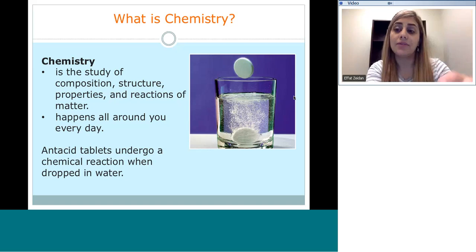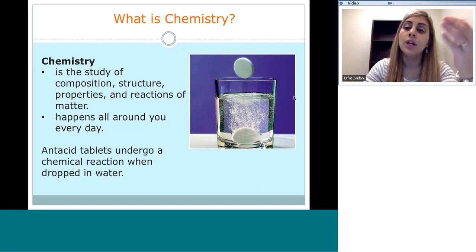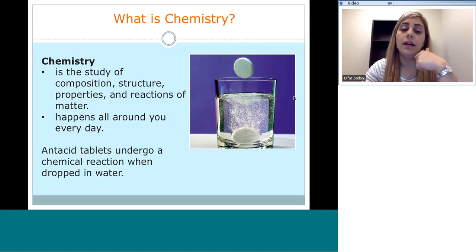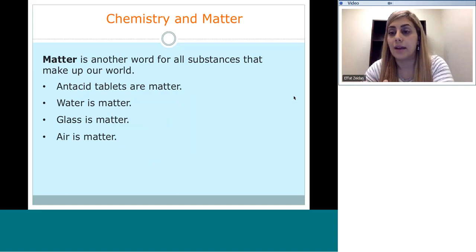So again, this field studies the composition of matter. What is that matter composed of? What are the constituents of this matter? What is the structure of this matter? What are the reactions of this matter when it's in contact with something else? An example here is the antacid tablet that undergoes a certain reaction when it's dropped in water. A certain gas is released when it reacts with water. So this is an example of matter that undergoes a chemical reaction that the field of chemistry studies and analyzes.